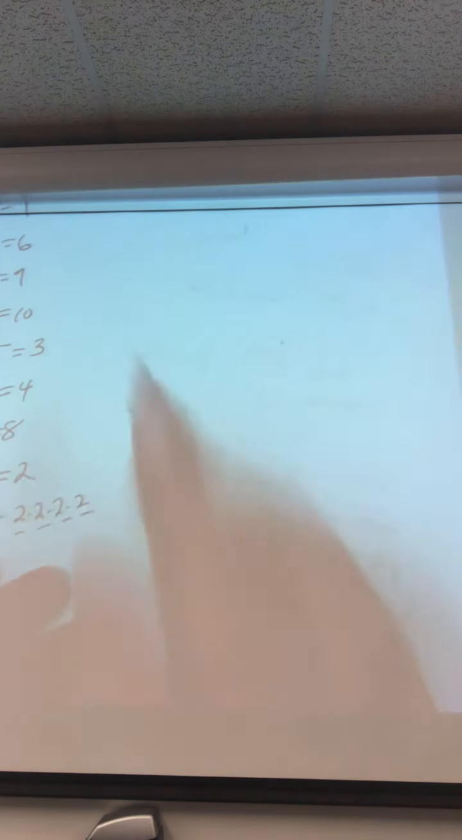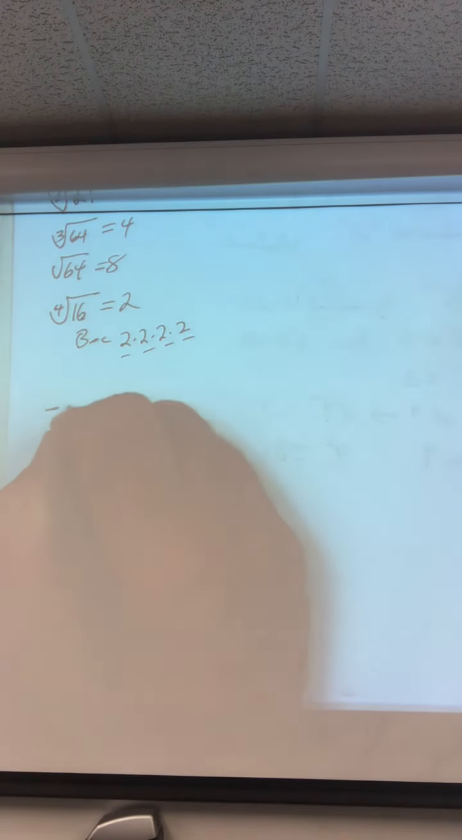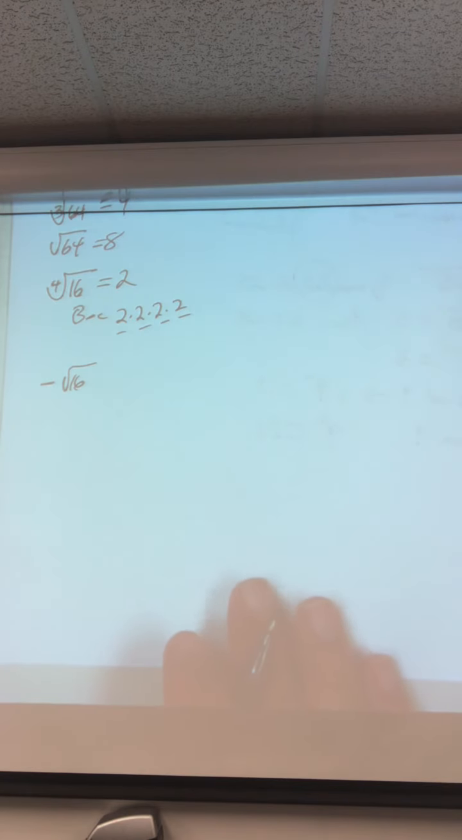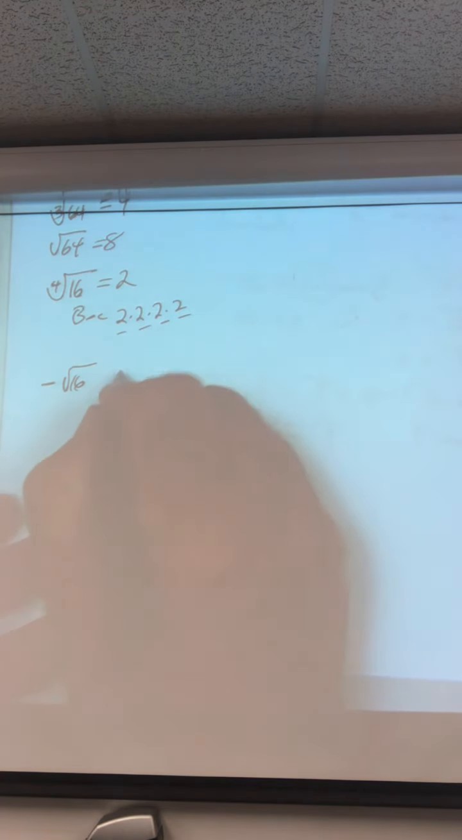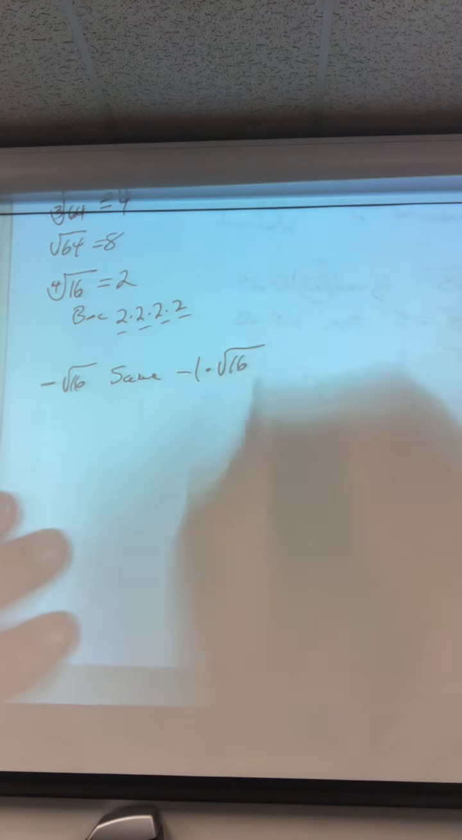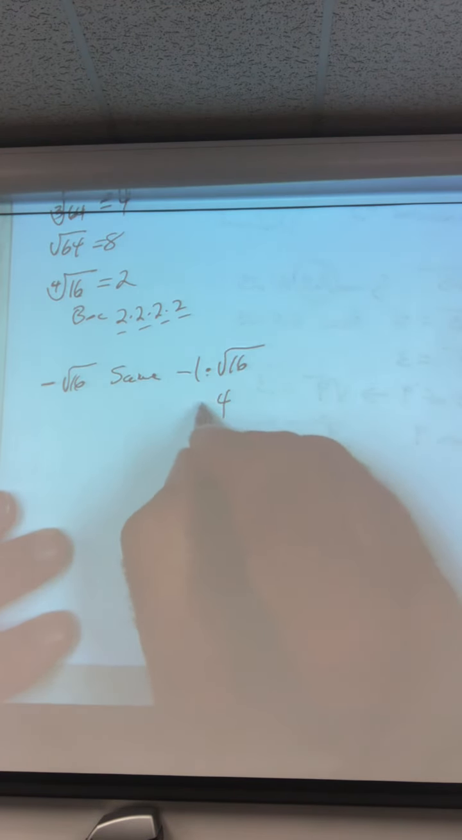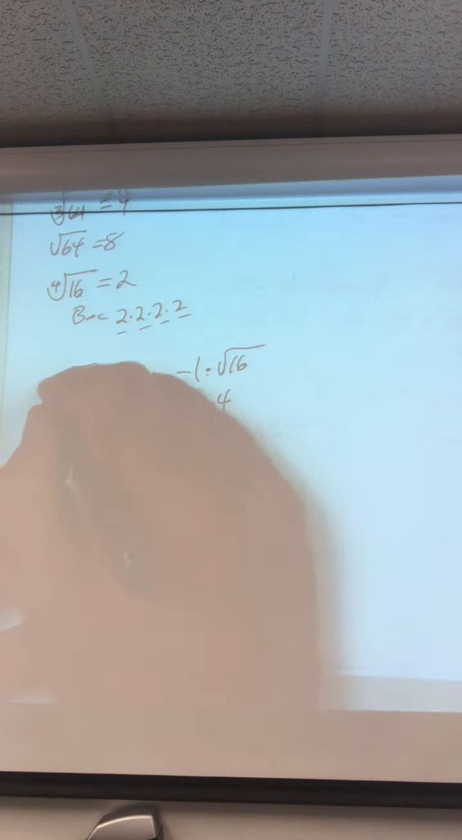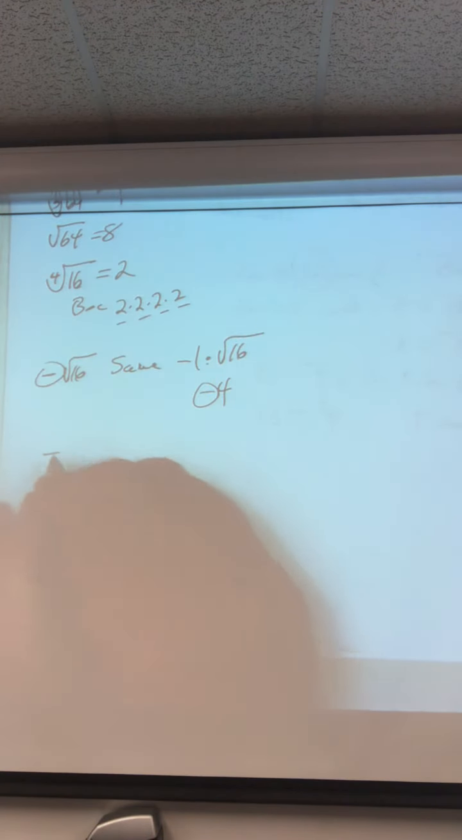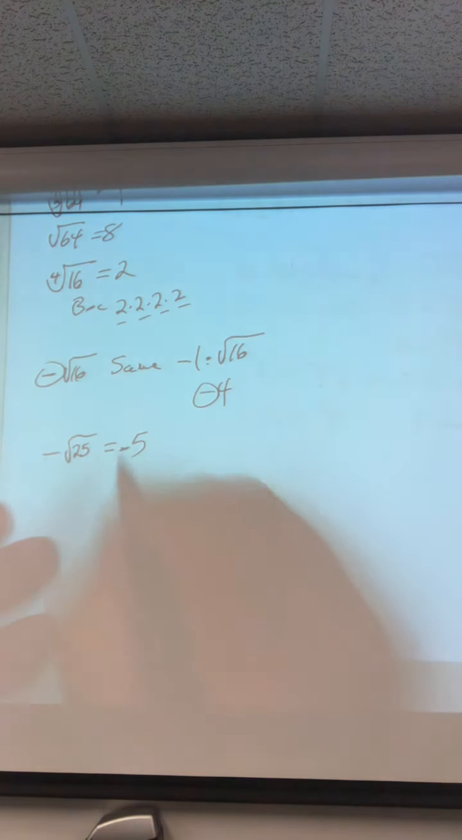Now, if there is a negative in front of that radical, it does not affect what you do. This right here is the same as this. So this would be square root of 16 is 4, and then times -1, which is -4. So if there's a negative in front of a radical, it just simply makes your answer negative. So like if I had negative square root of 25, you'd say the square root of 25 is 5, but when you multiply it by that negative out front, it's -5.